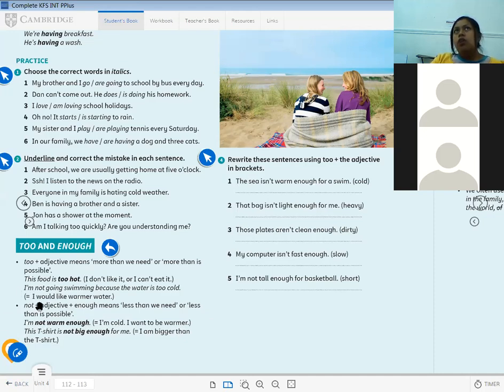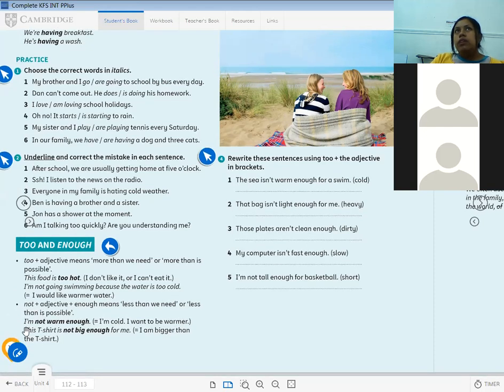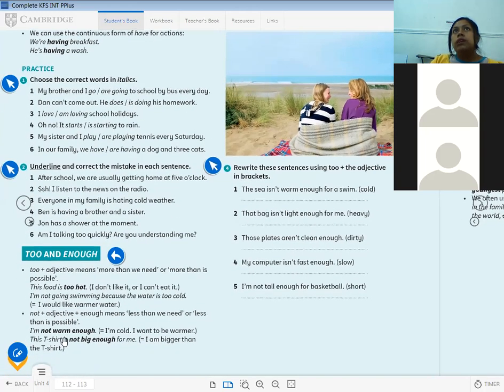Now, in this case, how do we interpret this part, I'm not warm enough? How do you interpret that sentence? What is warm? Okay, it's like cold, warm. It's an opposite. The opposite of cold is warm. Lo opuesto a frío es caliente. Okay, yes, that's right.